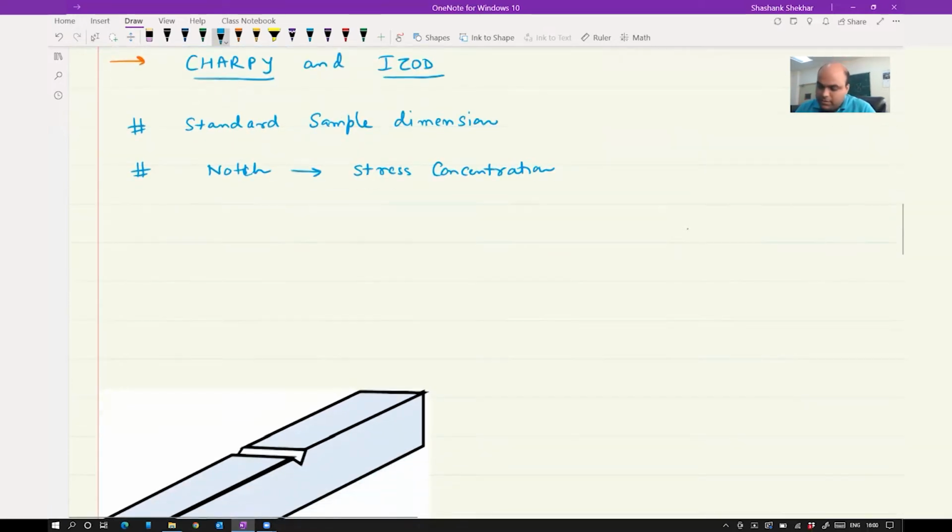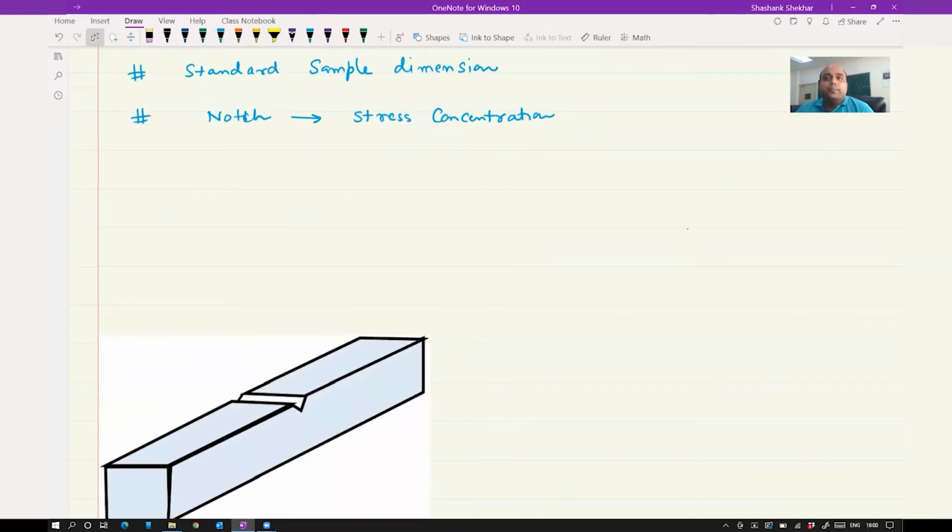And in general, in India, we prefer the Charpy test. Okay, so that is the most widely used impact test out of these two in India. So in India, the Charpy test is widely used.